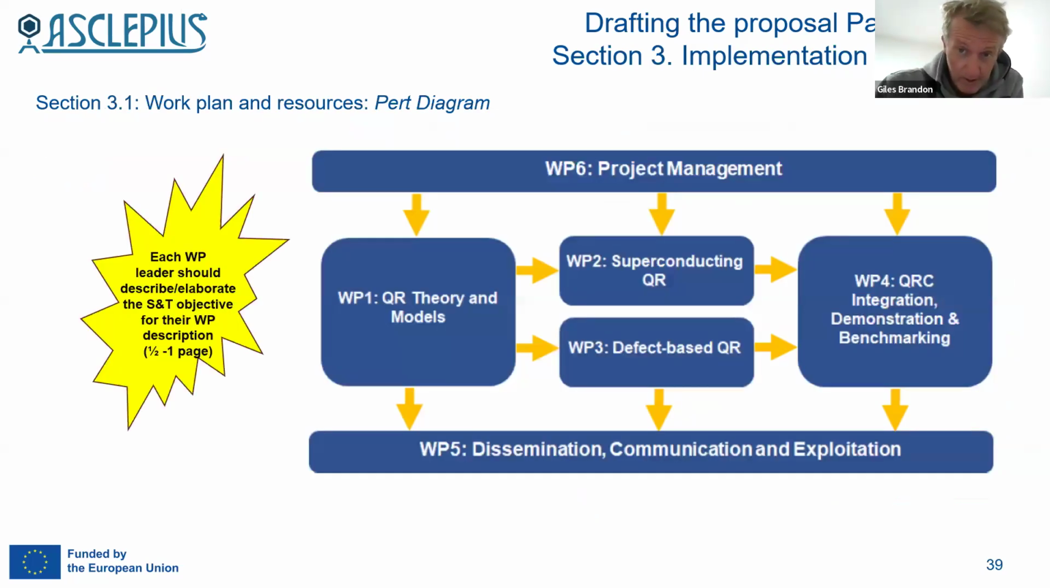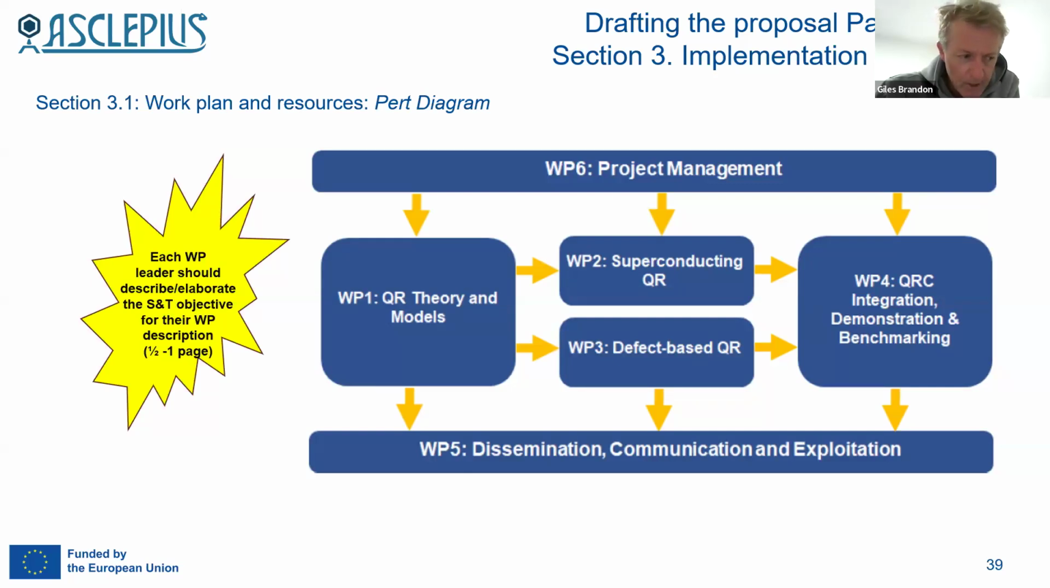We move on to the third section, implementation in the proposal. So in the section 3 implementation, you are required to provide a PERT diagram. A PERT diagram is a diagram which sort of shows the relationships between the different work packages. I think my message to get across here is, I know if you have a project, the reality of the relationships between work packages and the communication flows can be very, very complicated in reality.